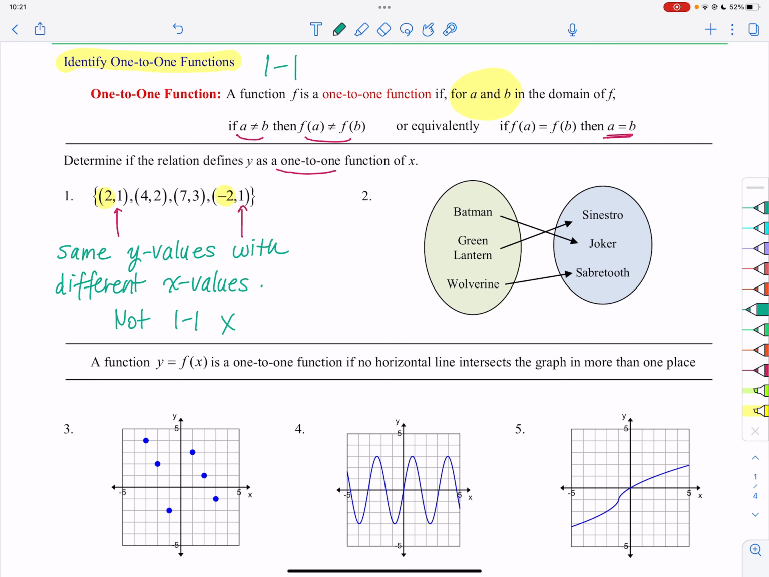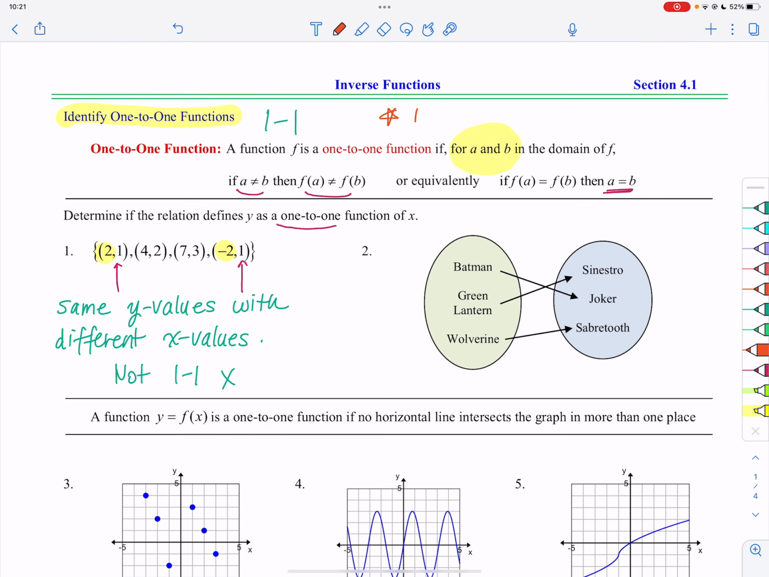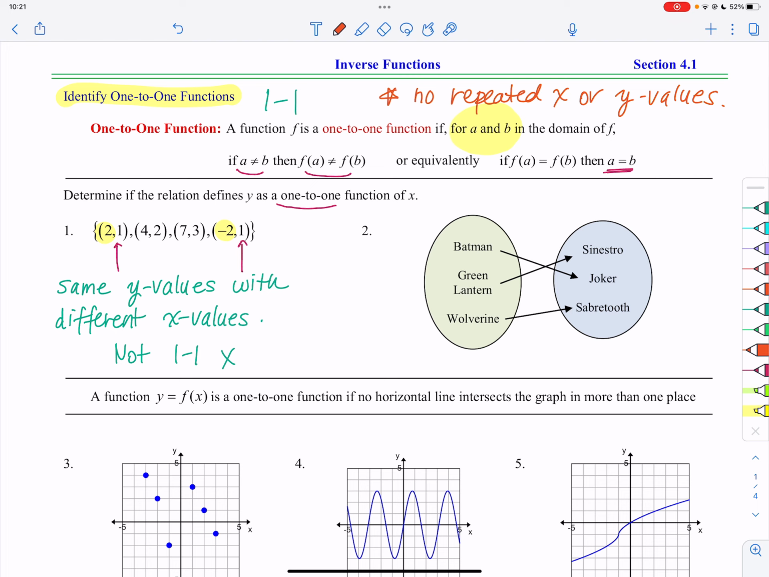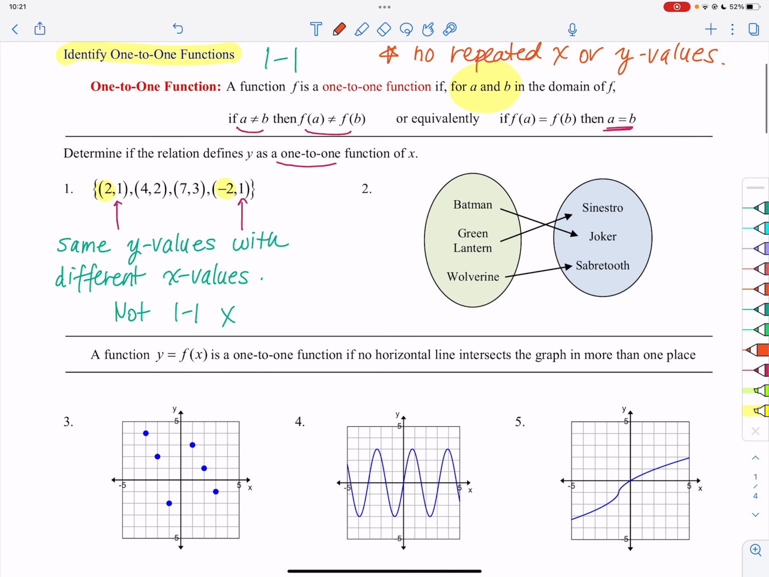So basically, we want no repeated x or y values, okay? And that comes from first being a function and second being one-to-one. So now we have Batman to Joker, Green Lantern to Sinestro, and Wolverine to Sabretooth. So yes, this is a one-to-one function.